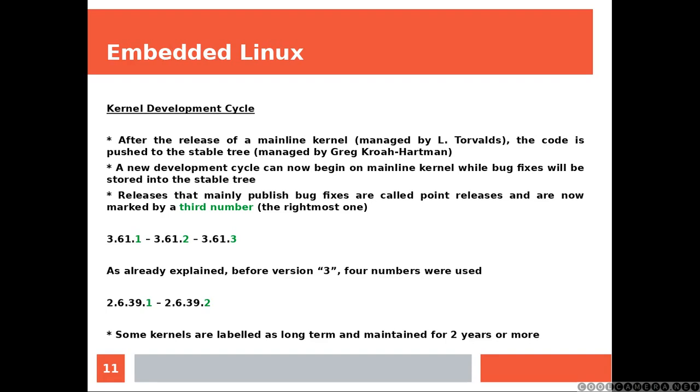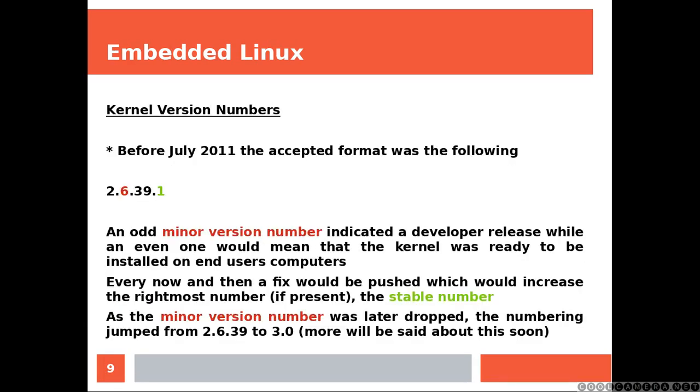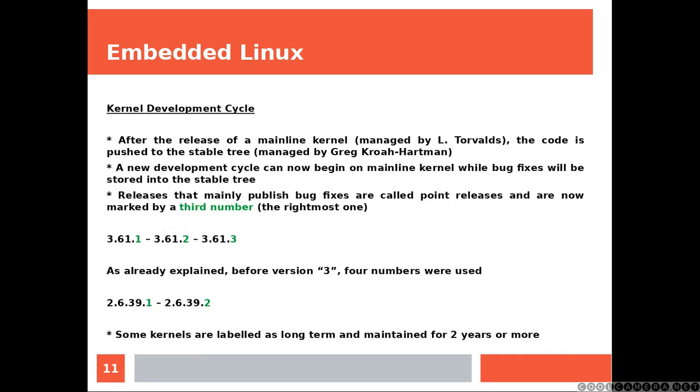So we've seen before that the third number was indicating whether that release was a developer release or a stable release, good enough to be installed on user computers or meant for developers. Now, the meaning of these numbers has slightly changed. Right? As already explained, before version 3, four numbers were used.